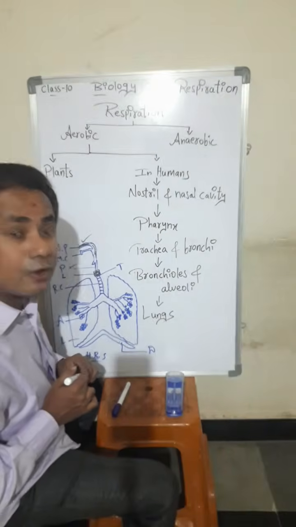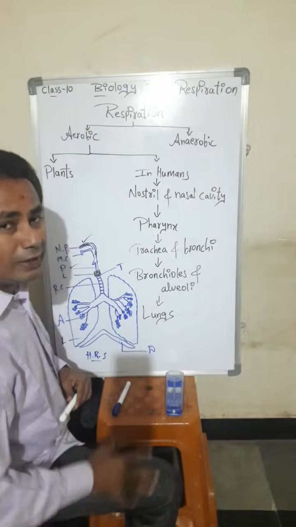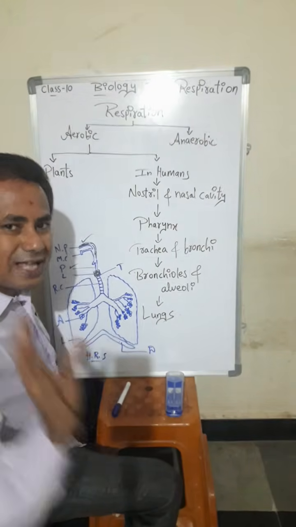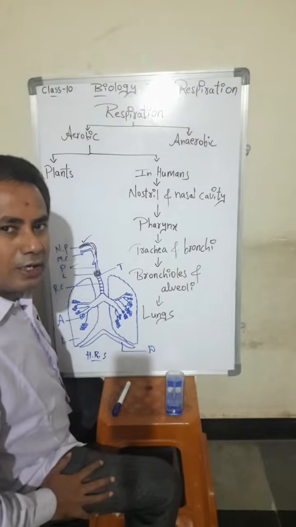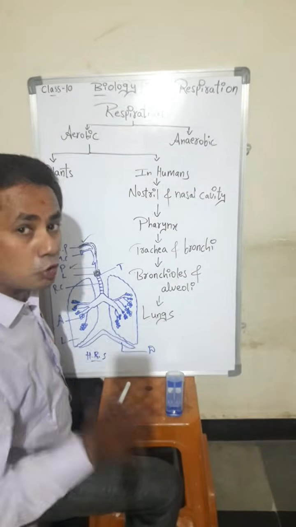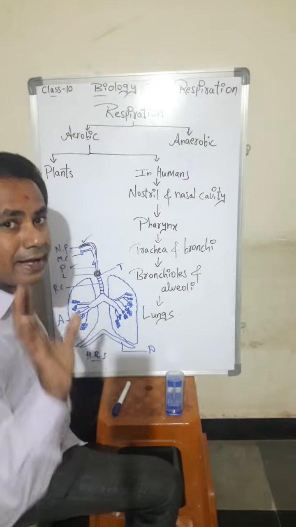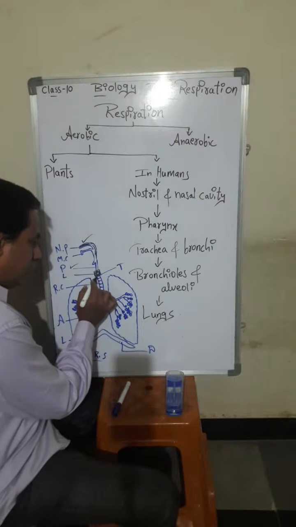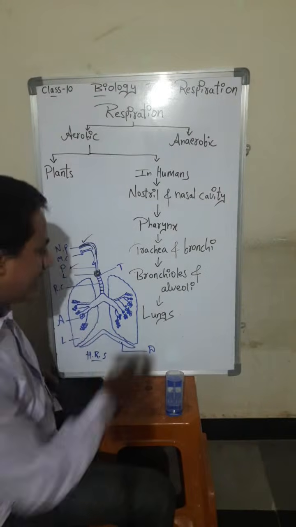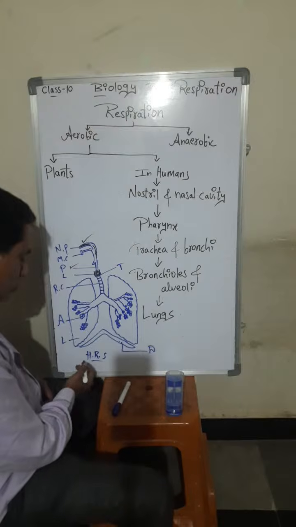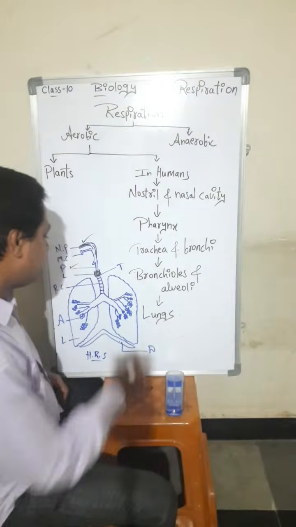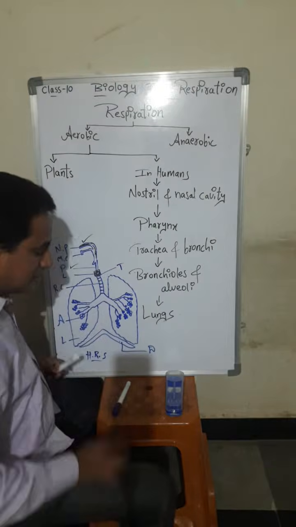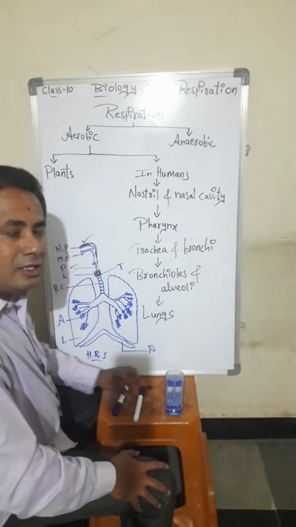I am telling you air, not oxygen, because in our atmosphere not only oxygen is present, a mixture of gases is present. So we can say we inhale the air, not only oxygen, and we release carbon dioxide. That air goes to the trachea. The trachea comes under the human respiratory system, and next, rings of cartilage will be there, a passage for moving the air.